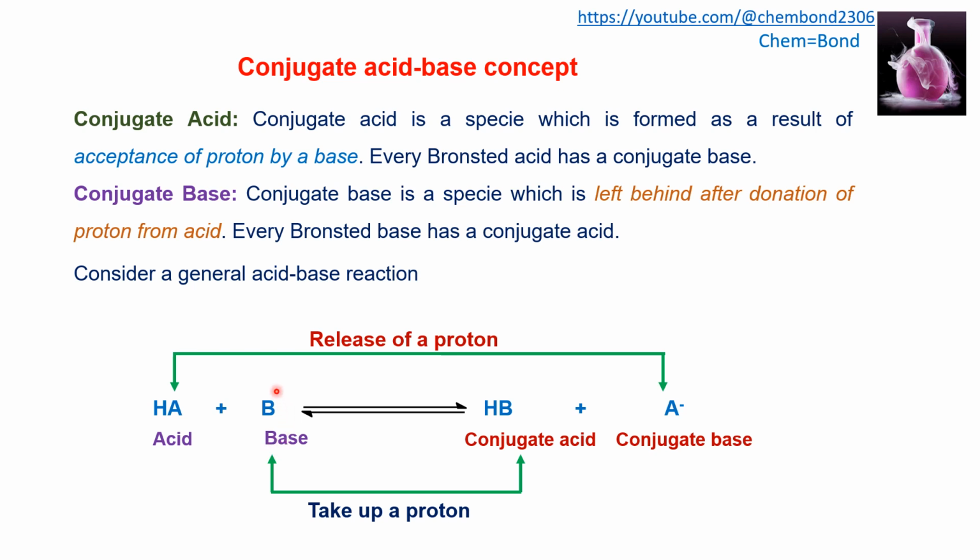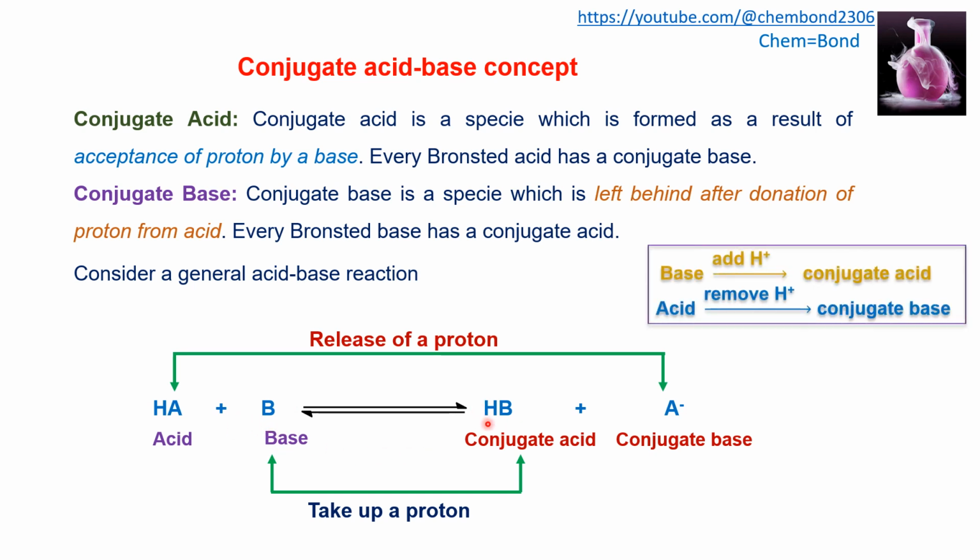So every Bronsted acid has a conjugate base, and every base will have a conjugate acid. So this is a base, so the next pair will be the conjugate acid. In simple words, we can say when a Bronsted base gains a proton, it will form a conjugate acid, and when a Bronsted acid removes a proton, it will produce a conjugate base.